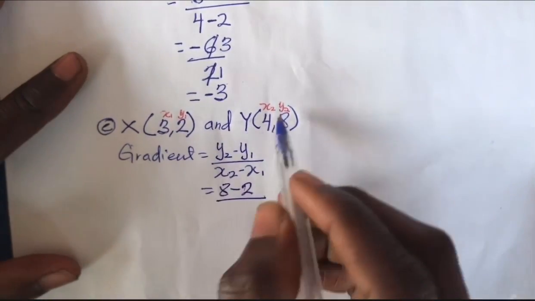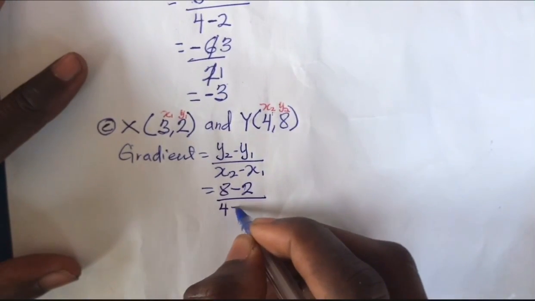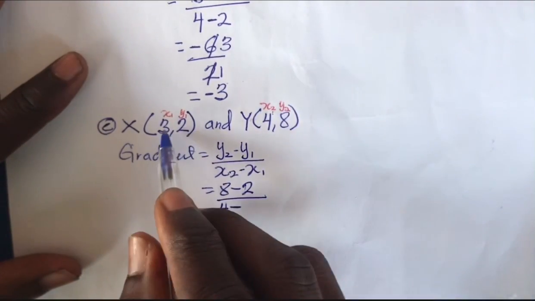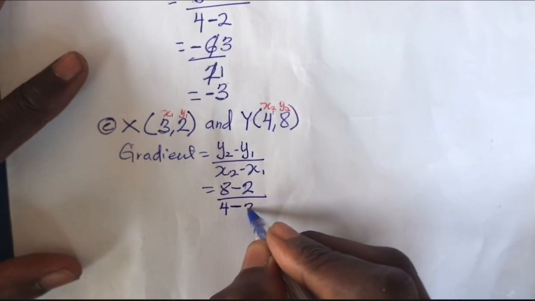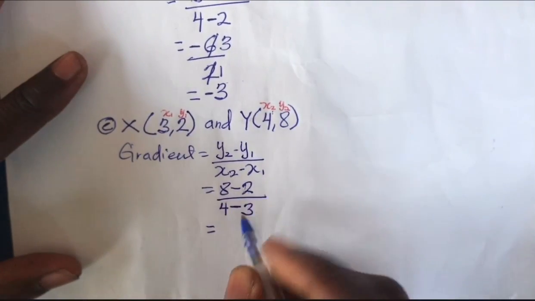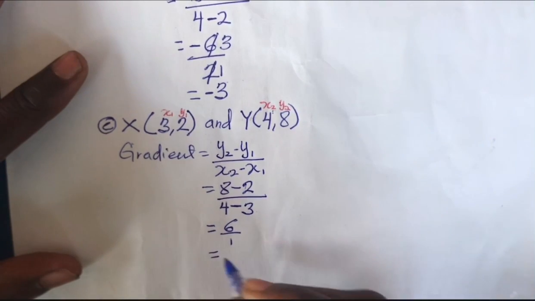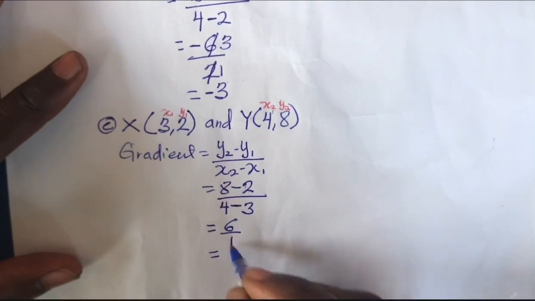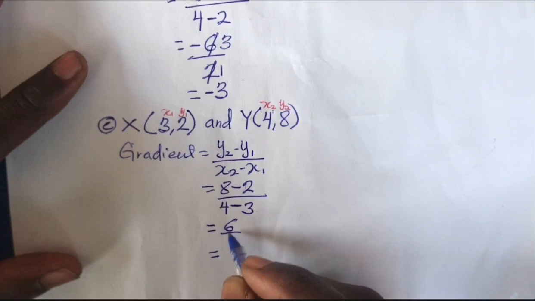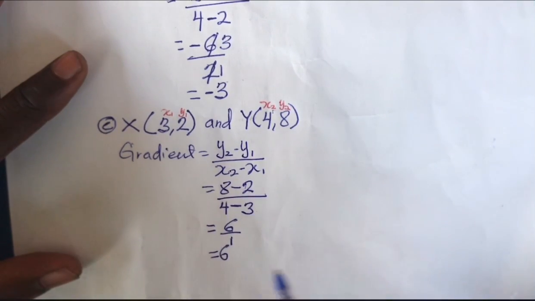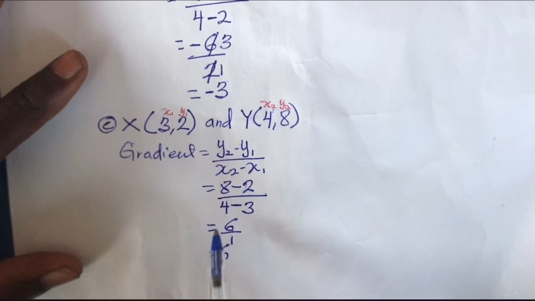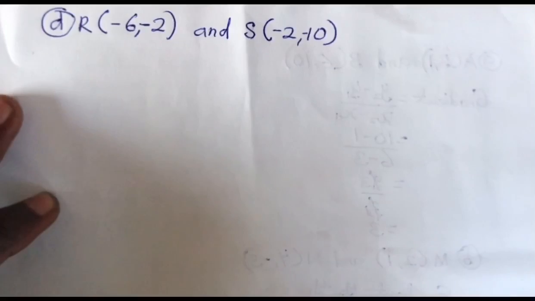2 all over our x2, in this case is 4, then the minus. Our x here in this case is what? 3. So 8 minus 2 is 6. 4 minus 3 is 1. And any number divided by 1 is the same number. So 6 over 1 is what? 6. What it means is that our gradient for this question is 6. Alright, so let us take the next question.